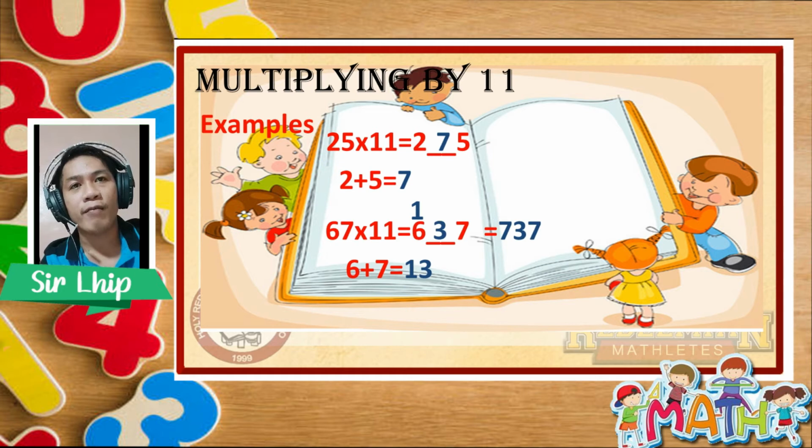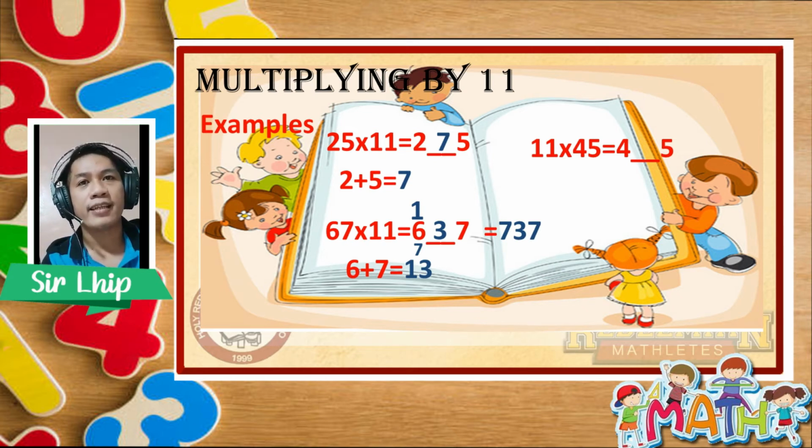737. 11 times 45. Separate 45. 4 and 5. 4 plus 5 equals 9. Then the product equals 495. Lastly, 34 times 11, 3 and 4.